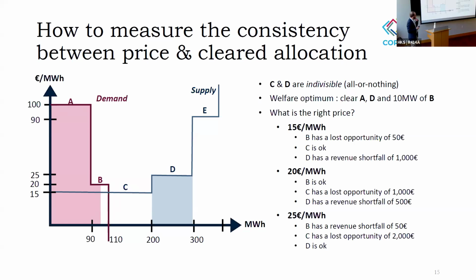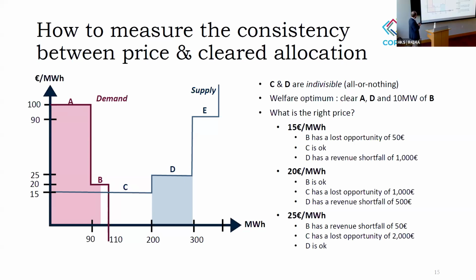More precisely, what happens is, well, for 15 euro, your bid D here is very unhappy because he's losing money, right? He's losing 10 euro for each megawatt hour he produces. So he has a revenue shortfall, which is in total 1,000 euro.